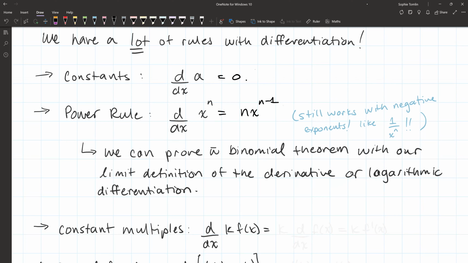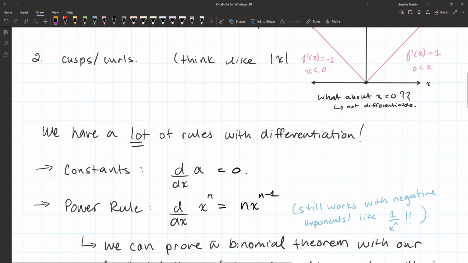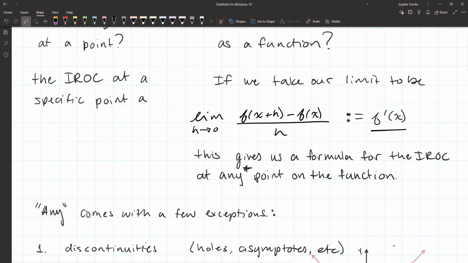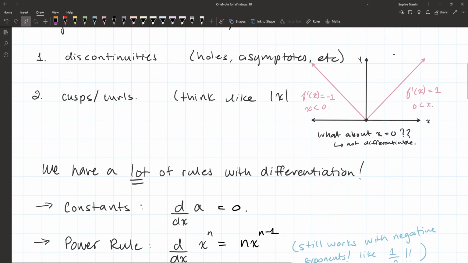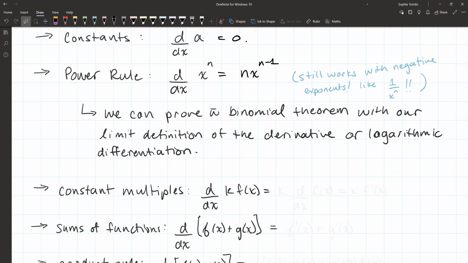This can be proved using the binomial theorem with our limit definition of the derivative, which was up here somewhere, this one. Or we can use something called logarithmic differentiation, which I think I'm going to talk about later. But if not, it's a handy thing.